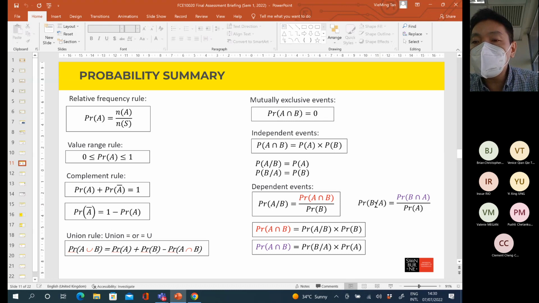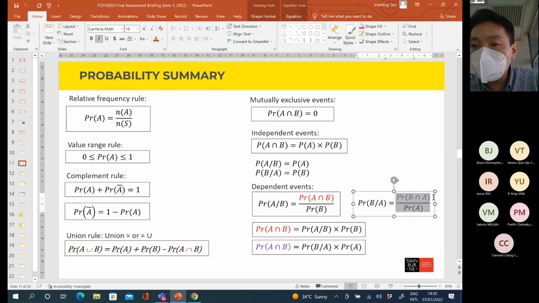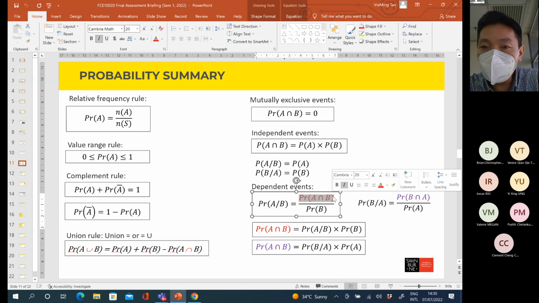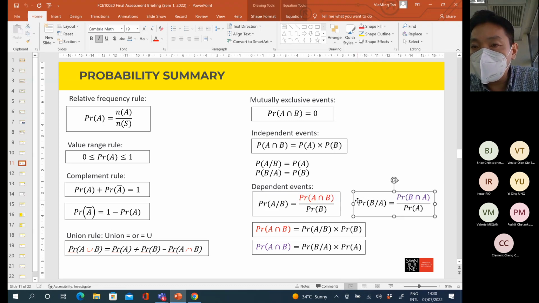Similarly, if you want to get B given that A, you can use probability of B intersect A divided by probability of A. So bear in mind, A intersect B has the same meaning as B intersect A. The purple part is equal to the red part, same meaning. However, A given B is not always equal to B given A. Different meaning. This one and this one are different things.